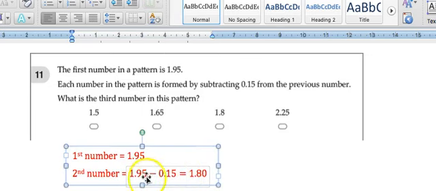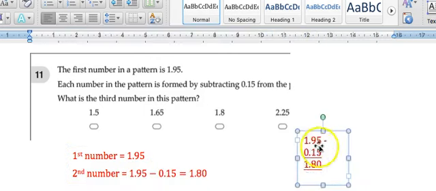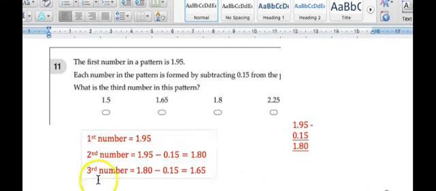Notice the 0.15 is after the decimal point. So we have 1.95 minus 0.15, subtracting down in columns. 5 take away 5 is 0. 9 take away 1 is 8. Then we put the decimal point, and 1 take away 0 is 1. So we've got 1.80. And for the third number, it's 1.80 minus 0.15.